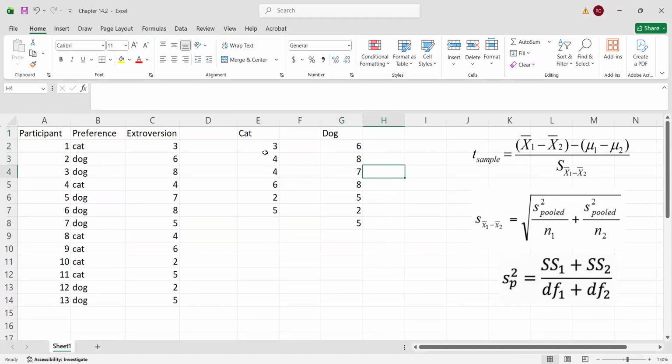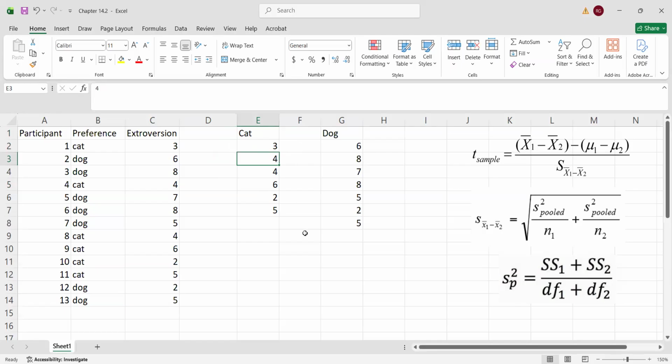Okay, and you'll have to do this on your own if I just give you raw data. So a good idea is to take a look at this. You make a separate column for each of the groups. This cat person, the first cat person, has an extroversion score of 3. The second cat person looks like they're down here and they've got an extroversion score of 4. So you just keep going down the list and pull them out like that.